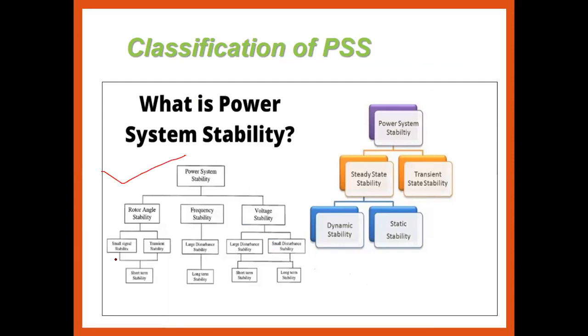This is a detailed classification, first on the basis of rotor angle, second frequency, and third the voltage. Again for rotor angle: small signal, transient, and short term. The short term stability is also called subtransient stability. So this is the classification of PSS.